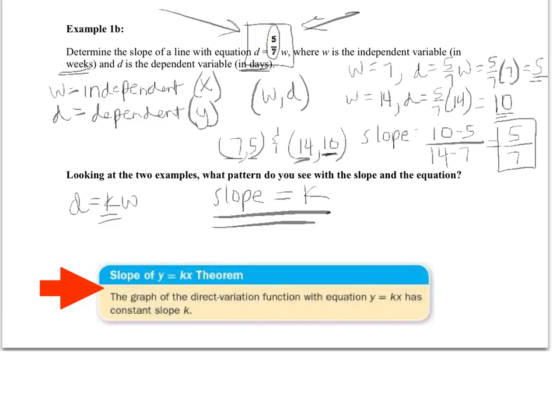Slope of y equals k times x theorem. The graph of the direct variation function with equation y equals k times x has constant slope k. So the slope is k. It's that number in front of the x value. That gives us the slope.